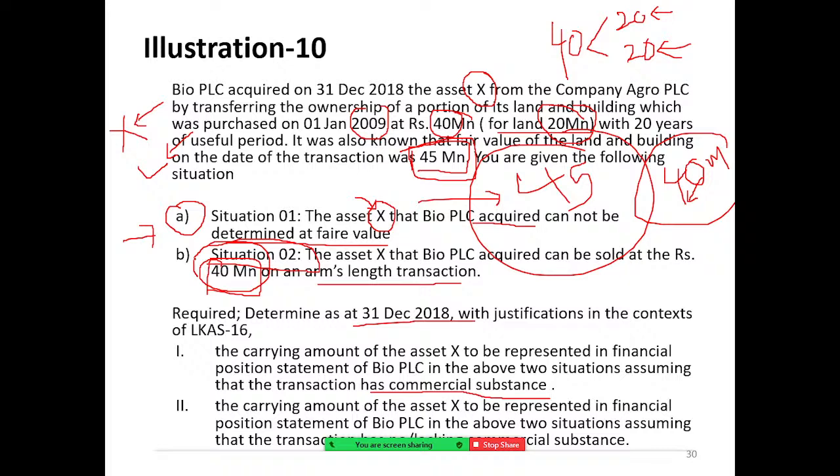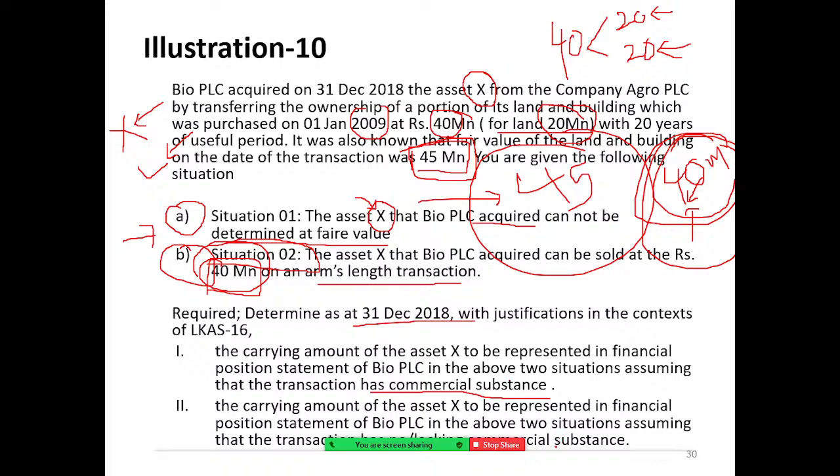In the second situation, with the arm's length transaction, the new asset can be sold for 40 million. So it's dominant over the asset given up. So now we can take the fair value of the asset received.